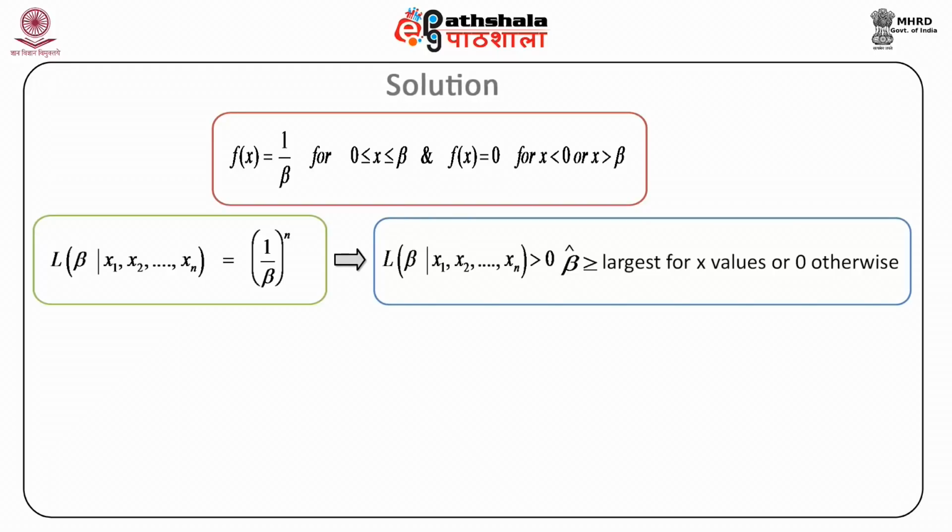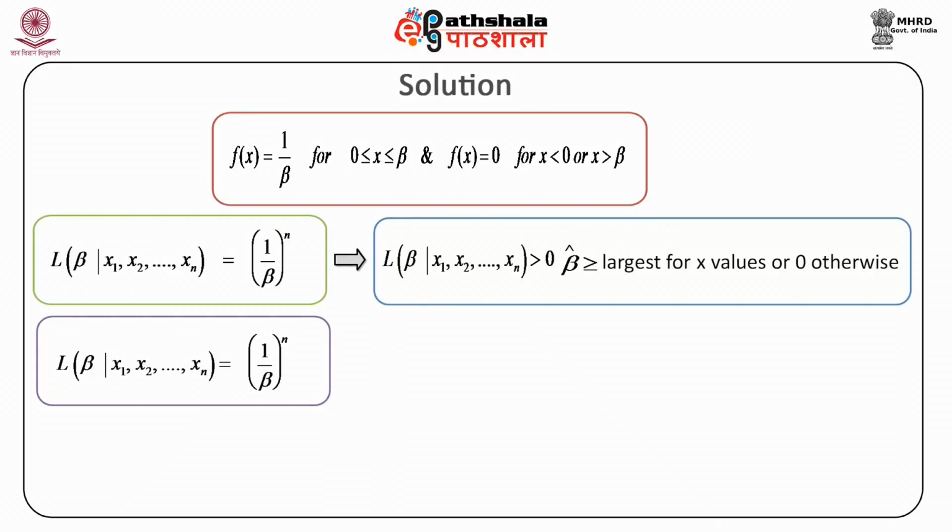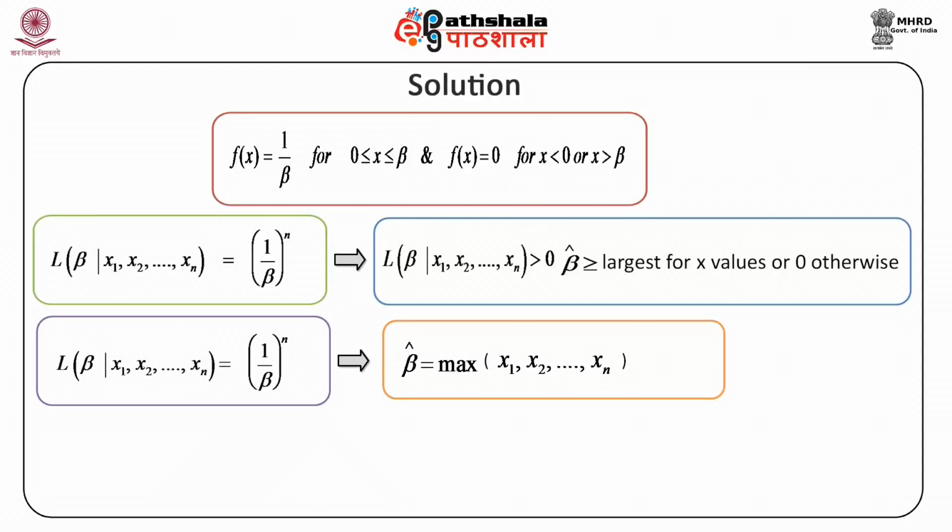Now, this L of beta for all these sample values is greater than 0 for beta hat greater than or equal to the largest of the x values, and is equal to 0 otherwise. Since this likelihood function is equal to 1 upon beta raised to power n, and this decreases as beta increases, we have to make beta as small as possible to maximize the likelihood function. Hence, beta hat is equal to the maximum of x1, x2 to xn.